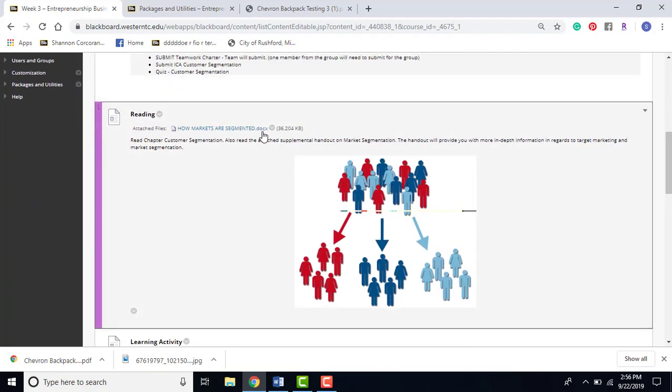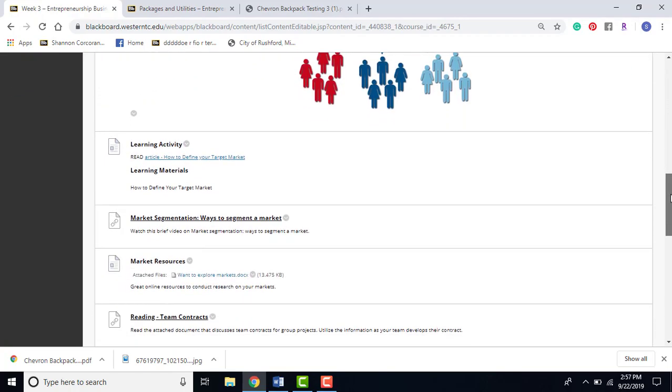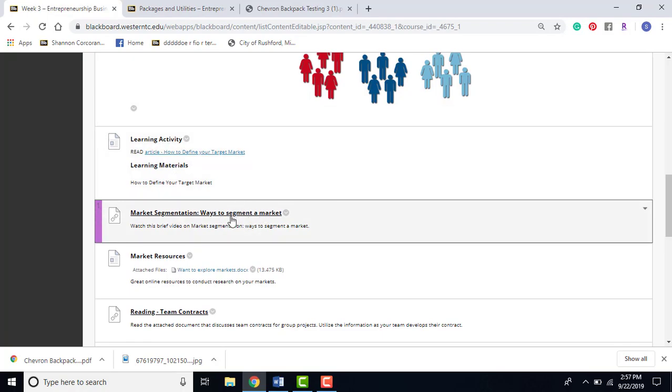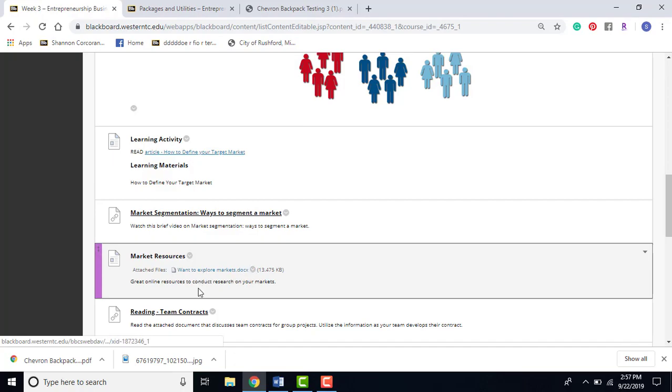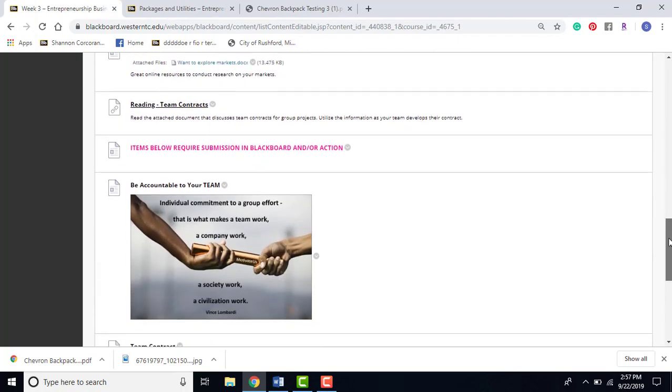So here's your one reading. It's a document that you'll have to read through. Read How to Define Your Target Market. Here's some more readings related to segmenting your market. Reading about team contracts. I didn't require you to read it, but I'd highly encourage it.